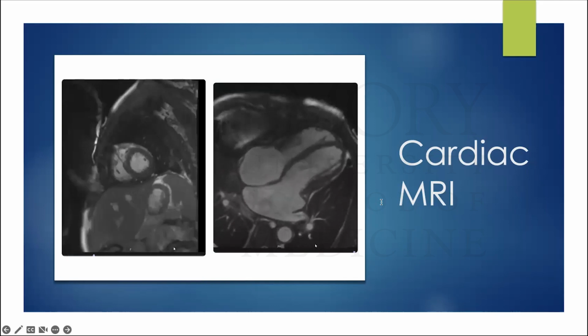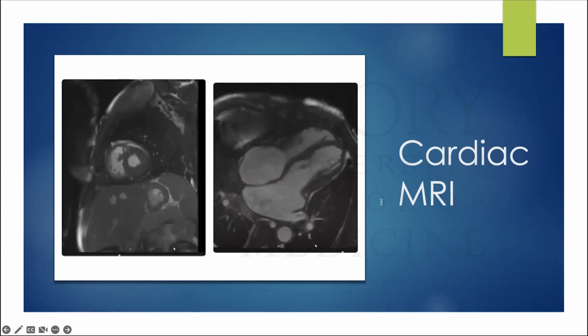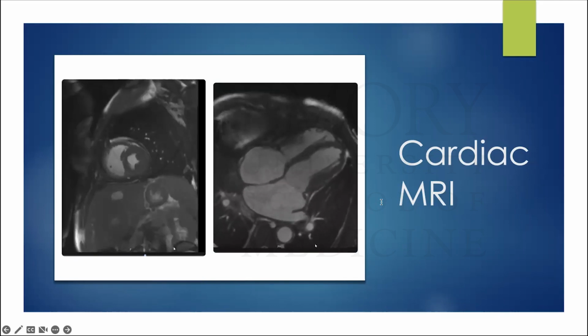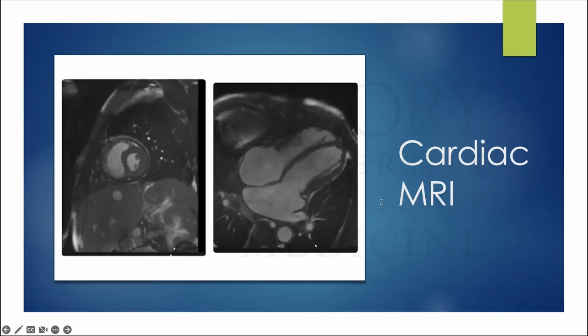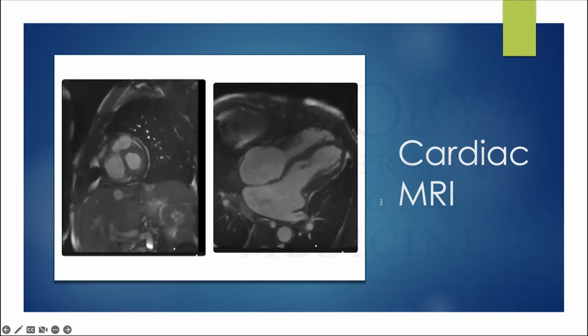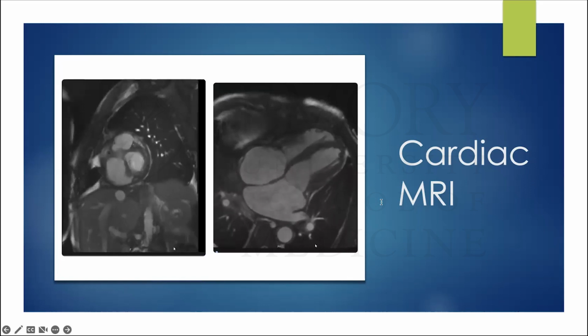So here, almost like a 4-chamber view, you can see that you have the enlarged atria. You can see the interventricular septum deviating between the two ventricles, and you can see it again in the short axis view as well.